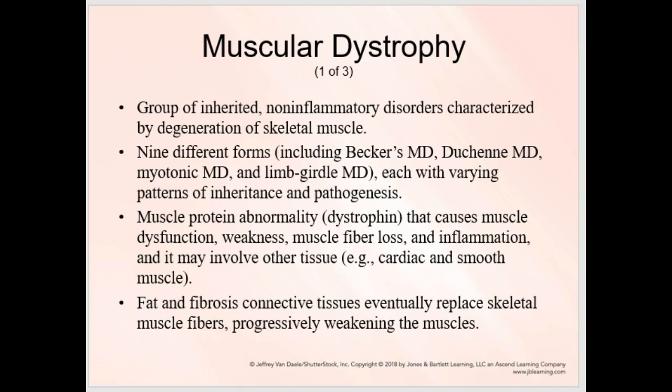Now, what happens is muscle proteins become abnormal, and it can actually lead to fibrosis and fat in the muscle tissues, taking over normal muscle tissue itself. Because you get a deposition of fat and fibrous tissues rather than muscle tissues, the muscles will start to work abnormally, and that can lead to the inflammation. It can also affect cardiac and smooth muscle depending on how aggressive it is.